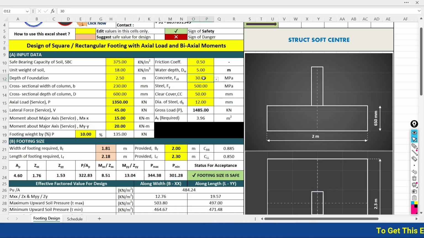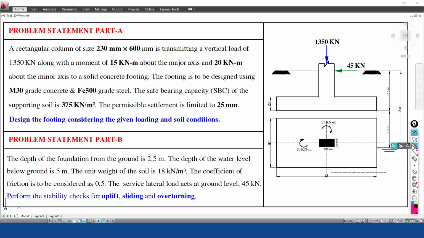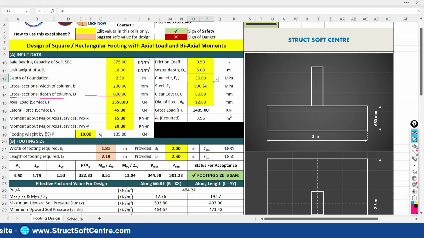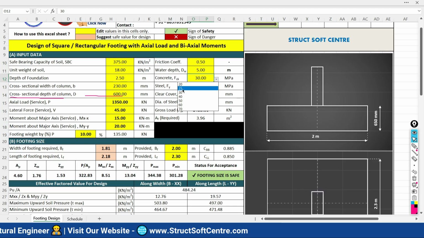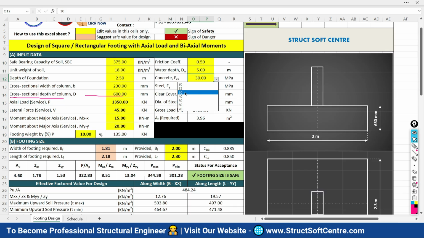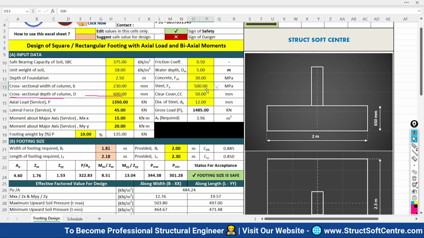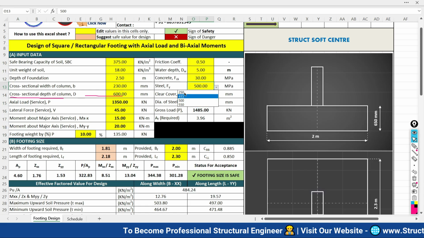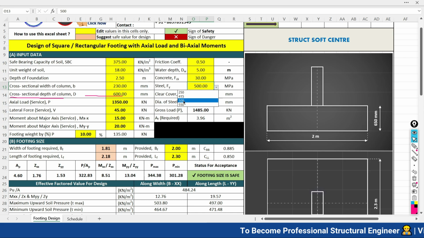Thereafter, what grade of concrete do you have to use for the design of this foundation? We have to use M30 grade of concrete and Fe500 grade of steel. So I would like to define those things in this spreadsheet. For fck, the grade of concrete, whatever grade you would like to use, you can choose from here. So M30 grade of concrete, and there is a drop down list for choosing the grade of steel. Our grade of steel is Fe500, so I am going to choose Fe500.